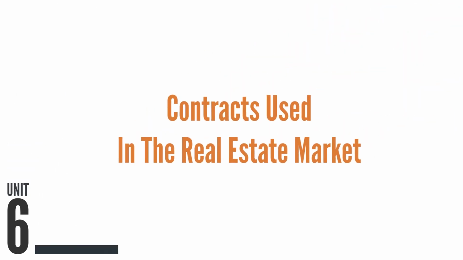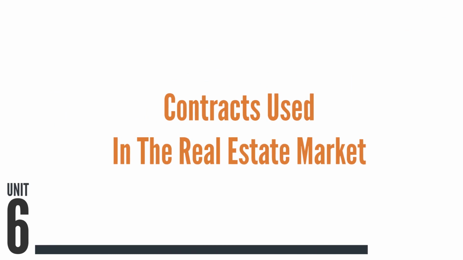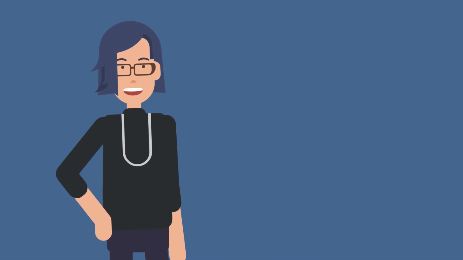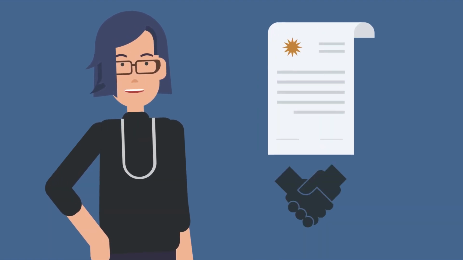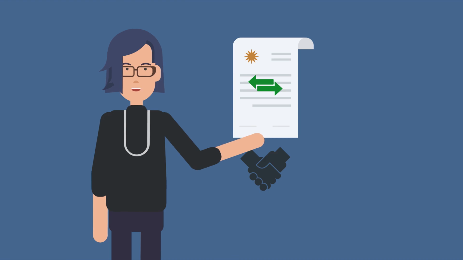Unit 6. Contracts used in the real estate market. In this chapter we will look at the general characteristics of contracts that are most commonly used in real estate transactions.